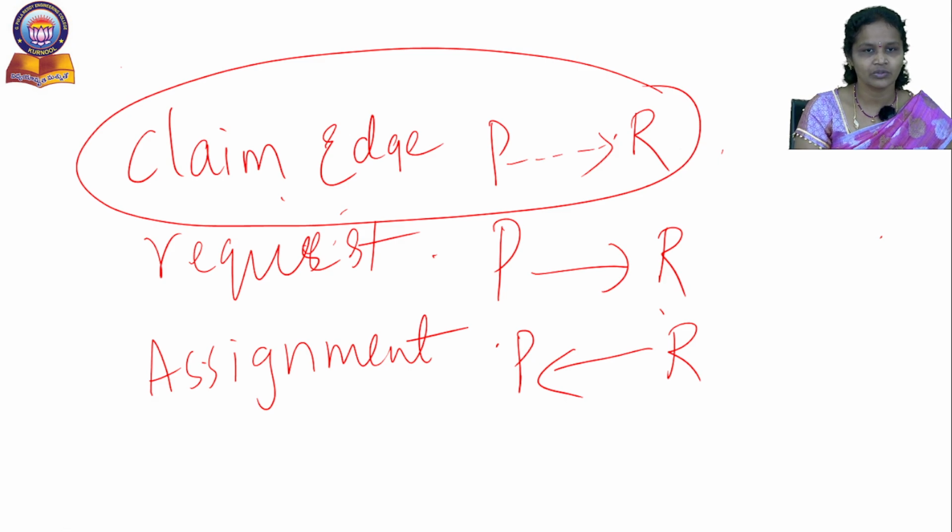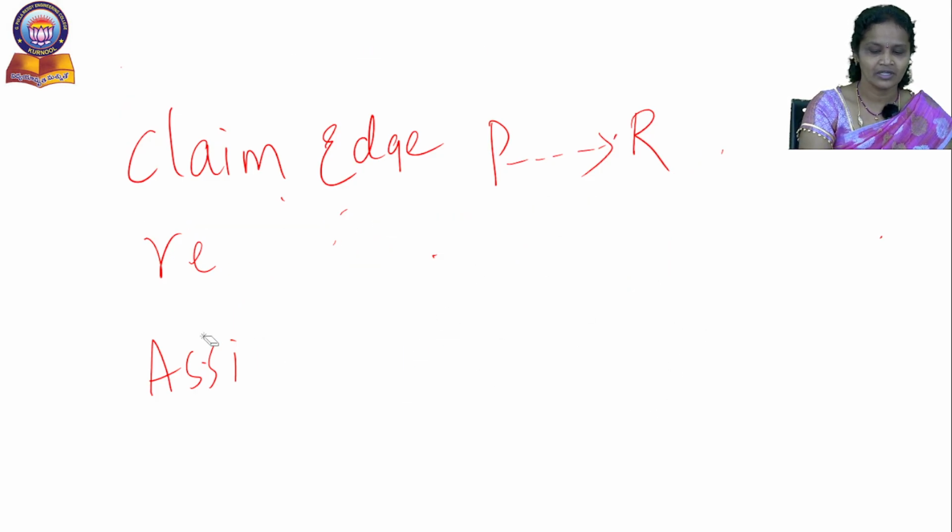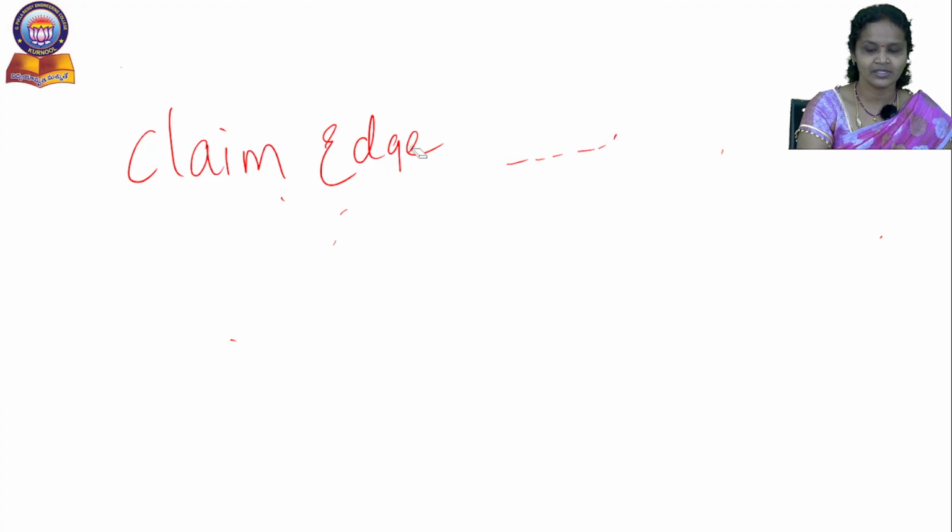Let us see what is the purpose of this claim edge, why we are using it, and how we are going to avoid a deadlock by using this resource allocation graph. So this time we will have an additional edge, which is nothing but a claim edge. Let us see one example.